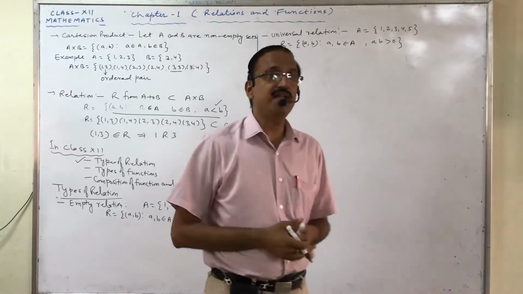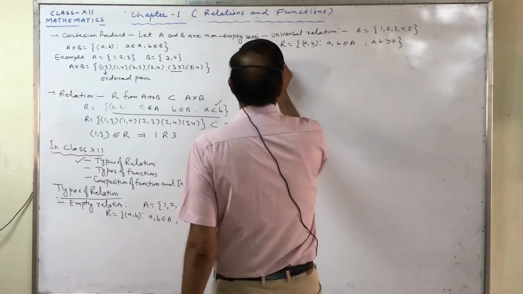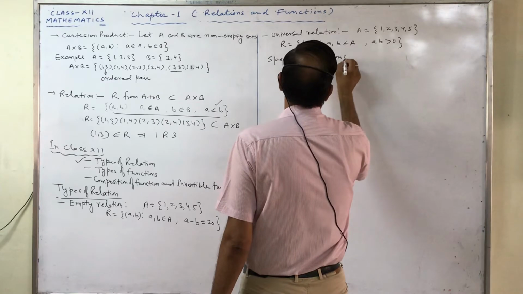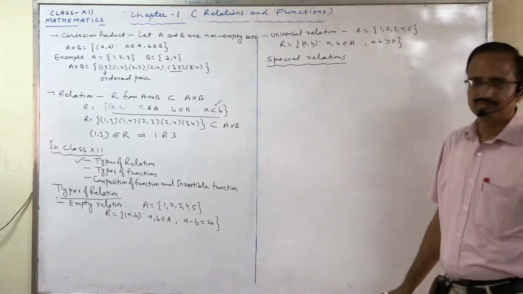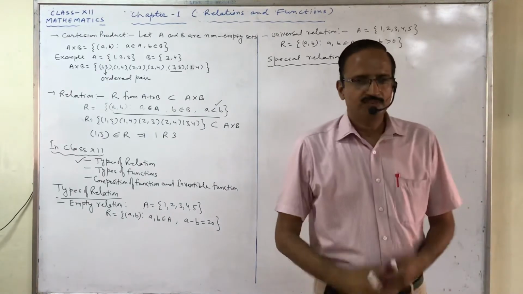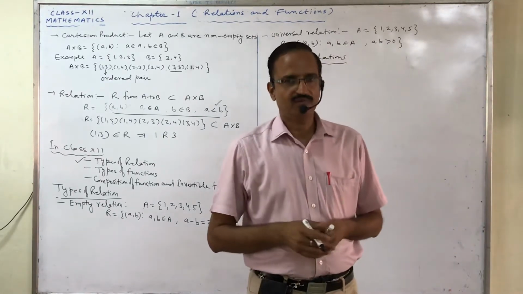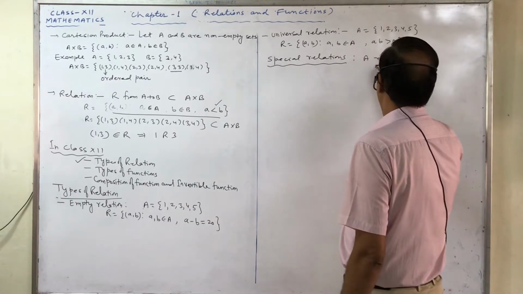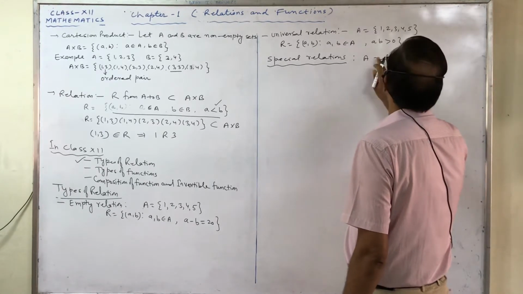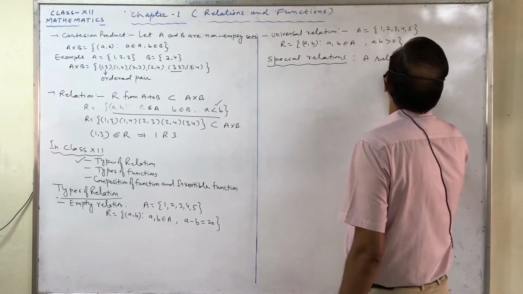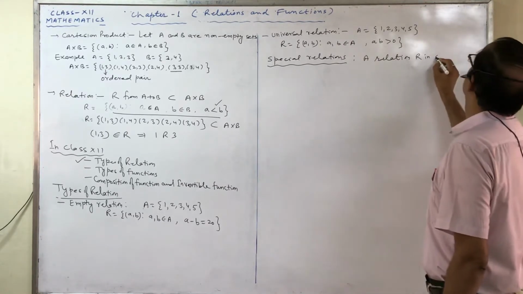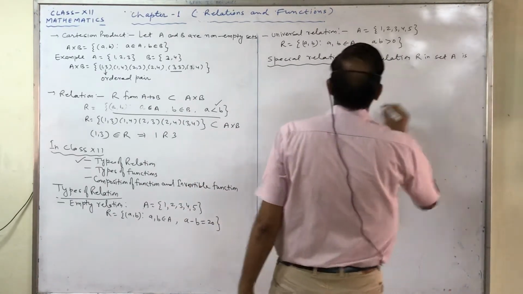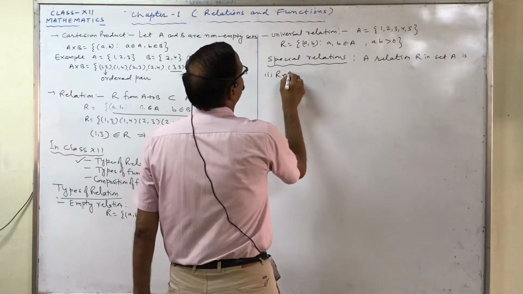Now we will discuss some special types of relations. Special relations. Suppose we have a set A and R is a relation in set A. So we can write: relation R in set A is, first, reflexive.